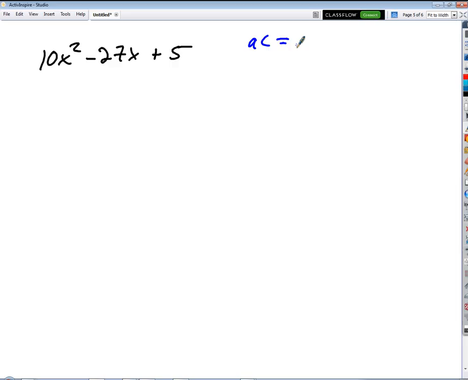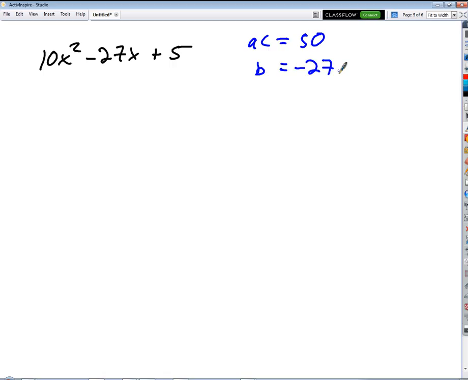AC, what do we get? Bailey, what's AC here? What'd you get for A times C? Okay, you want to help her out with that? 50, okay. What's B? Alec, what'd you get for B? -27. Okay, this is a little tougher. Did you come up with magic numbers that work? So they've got to multiply to +50 and add to -27, right? What do you know about the signs? Both negative.